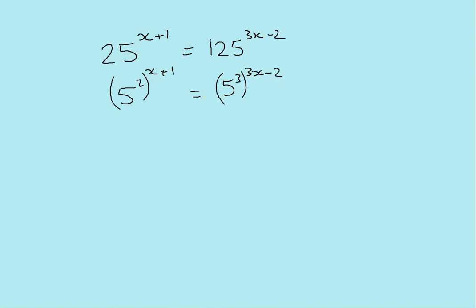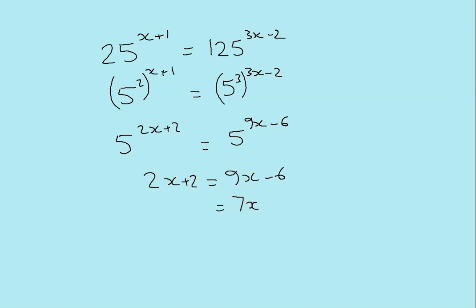and now we're going to apply our power to power law, so we can multiply the powers. So we get 2x plus 2, and just be careful, you must multiply every term by 3, so I've got 9x minus 6. Compare the powers, so 9x minus 6 must be equal to 2x plus 2. Then most x's are on the right, so I'm going to collect all the x's on the right hand side, subtract 2x from both sides. The number terms need to be on the left, so I'm going to add 6 to both sides, divide by 7, and there we go, 8 over 7.